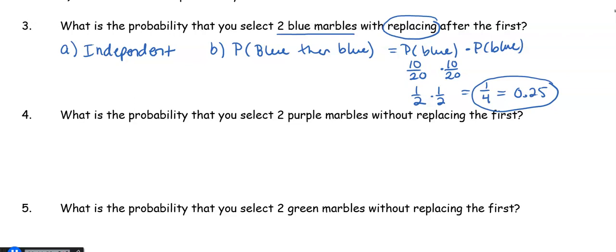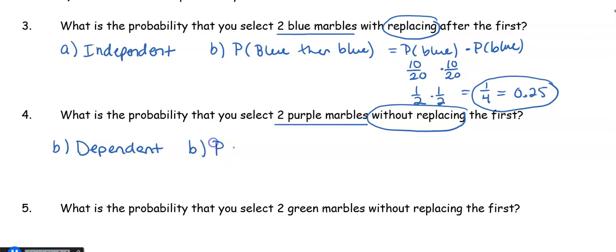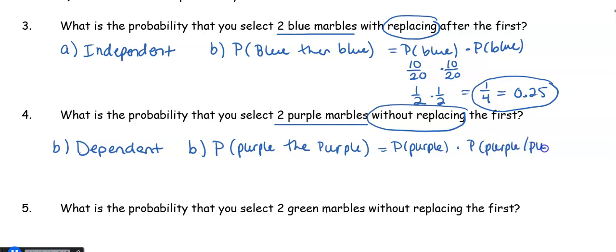Number 4, what is the probability that you select 2 purple marbles without replacing? All right, so this time when I take the first purple one out, I don't put it back in. That means we've got some dependent probability here. So the probability of purple, then purple, with dependent events is the probability of purple times the probability of purple given purple.